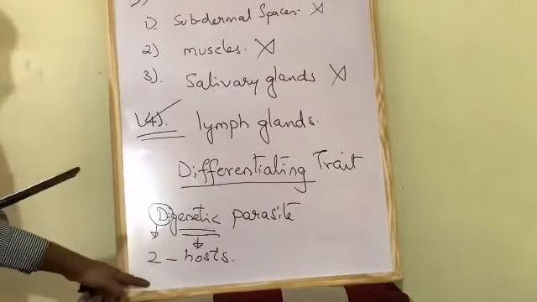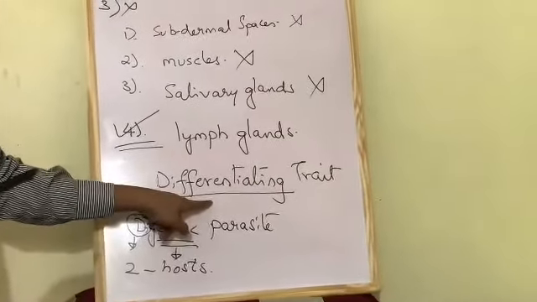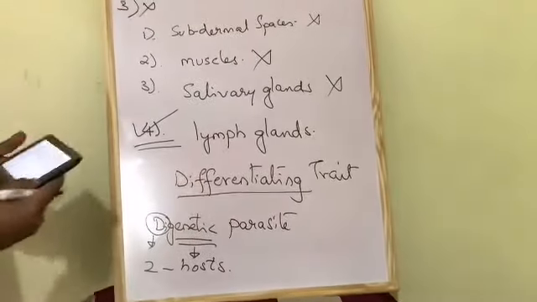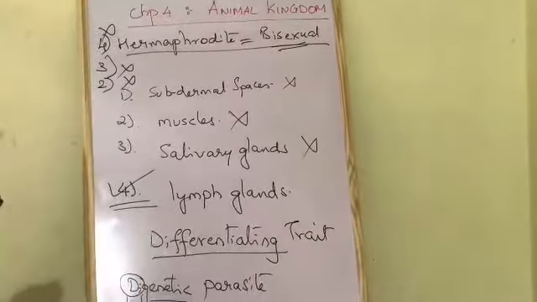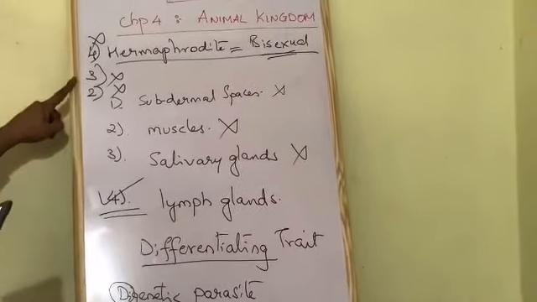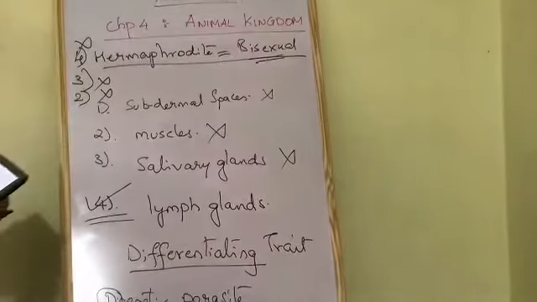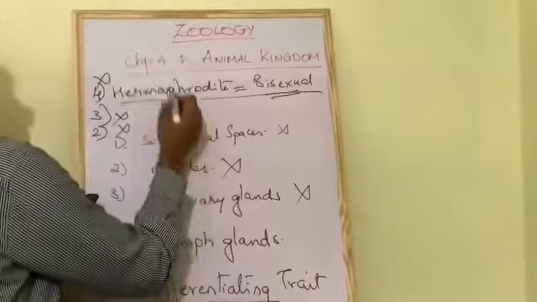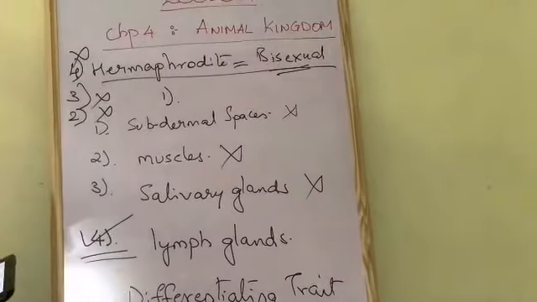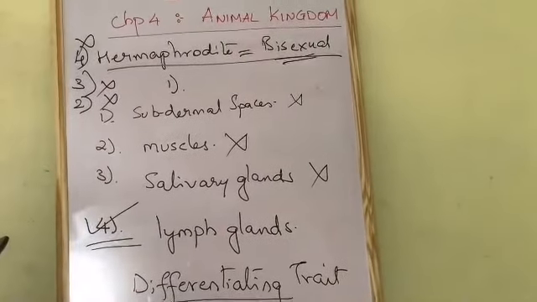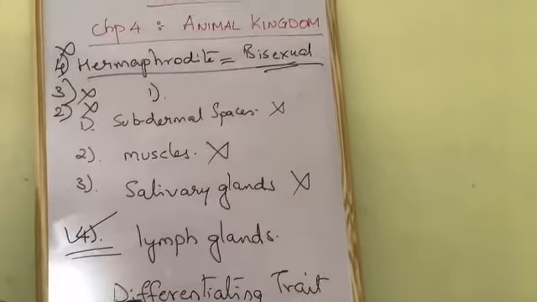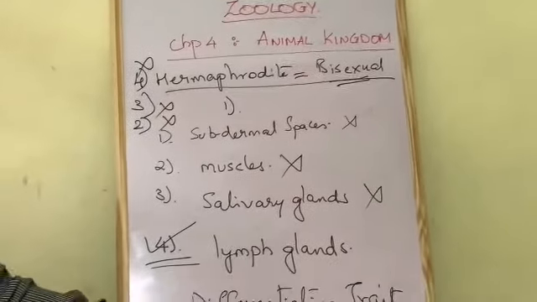Now this character has nothing to do with a differentiating trait. Hence option number 2 is also removed. So option number 4 is removed, option number 3 is removed, option number 2 is removed. Now there is only one option remaining, option number 1. Option number 1 says sexual dimorphism. So that means male and female are present in different bodies, which is a differentiating trait of Ascaris.